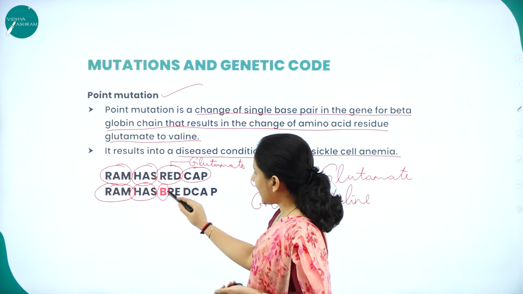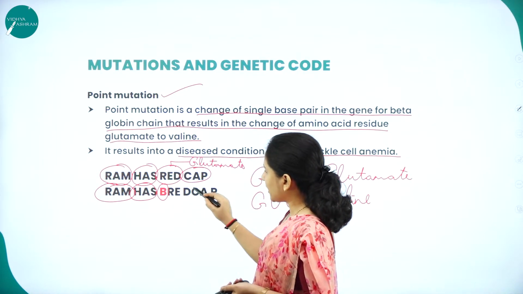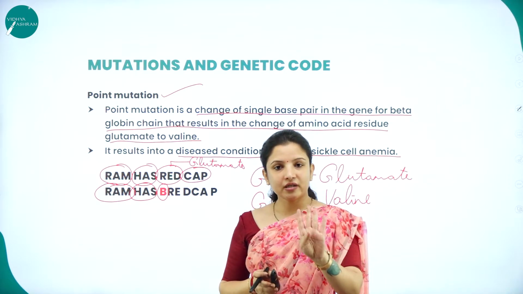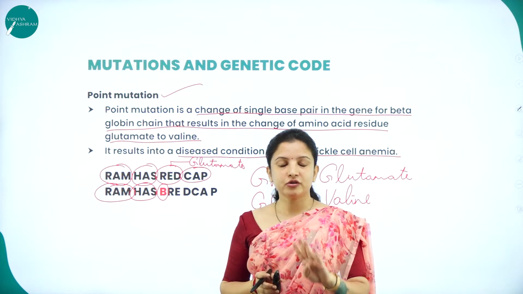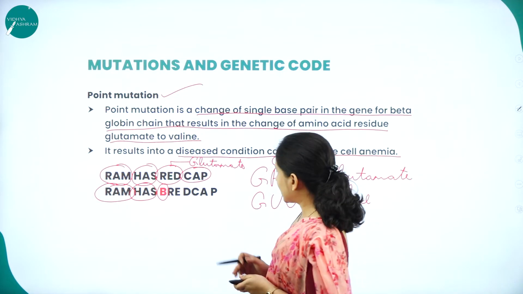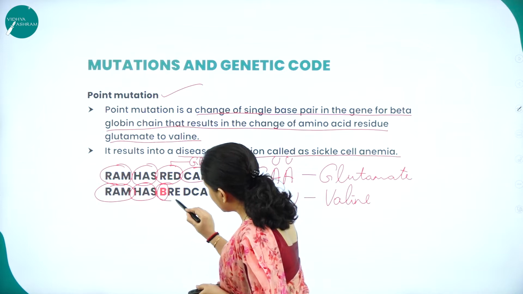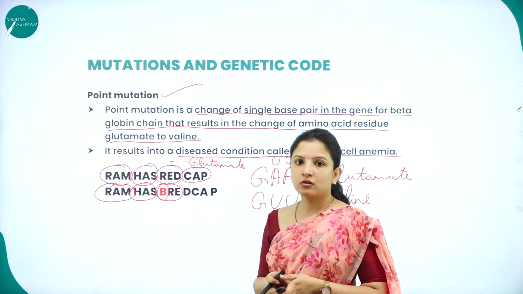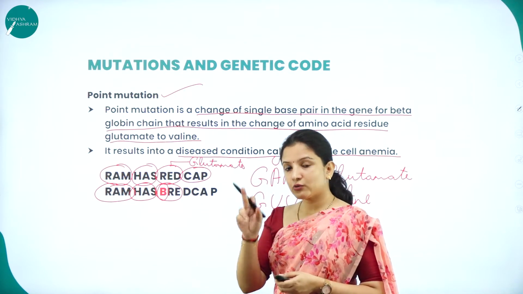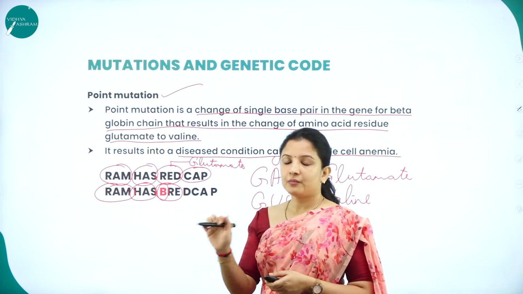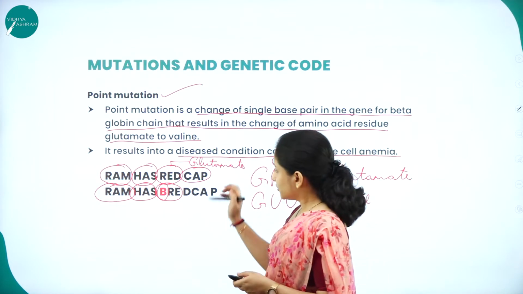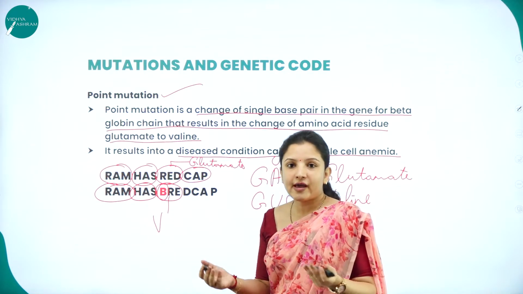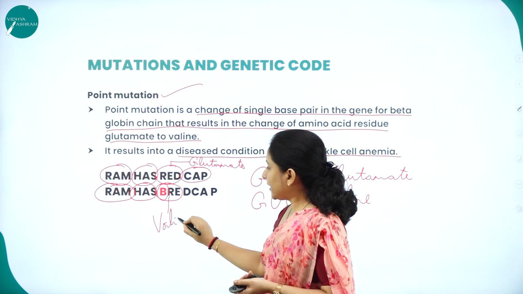Now when B got added, can we read it as BRED? No, right? Why can't we read it as BRED? Because genetic code is always read in triplet codes. You cannot read it in 4, right? So that is why BRE will become a genetic code. Now, will BRE produce glutamate? No. Why? Because glutamate was produced by RED. BRE will not produce glutamate. So that is when instead of glutamate, maybe BRE is the one that is producing valine. So therefore, valine will get produced.